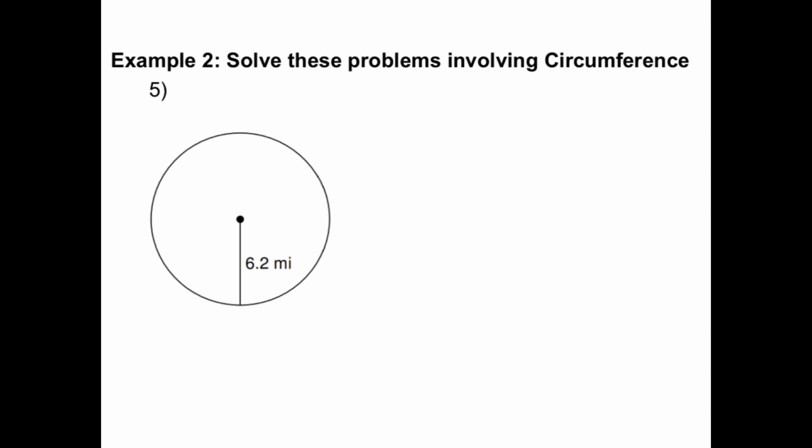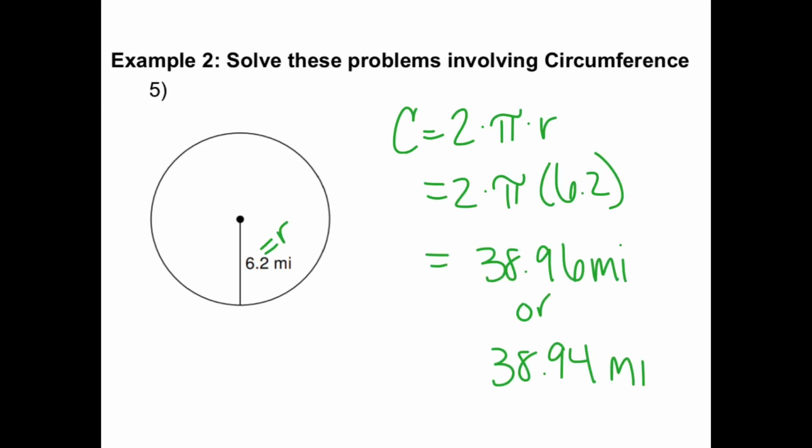Given that this is really just about formula use, again, C equals 2 pi r or C equals pi times diameter, go ahead and pause the video. Find the circumference of this circle with the radius of 6.2. When using the formula, you should get 38.96 miles or 38.94 miles, depending on which value you used for pi.